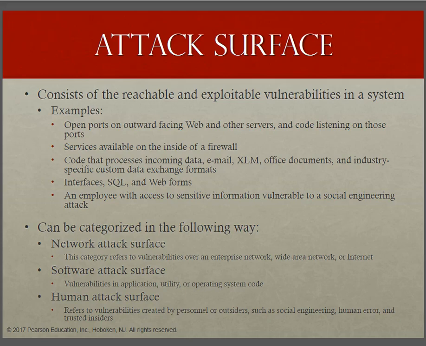Later we will see. The software attack surface refers to vulnerabilities in application, utility, or operating system code. A particular focus in this category is web server software, for example. The human attack surface refers to vulnerabilities created by personnel or outsiders, such as social engineering, human error, and trusted insiders, for example.